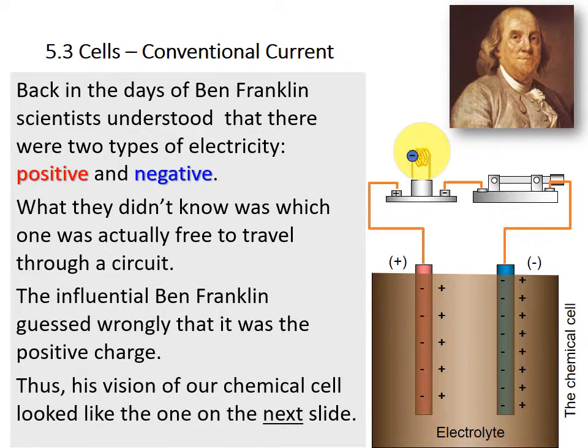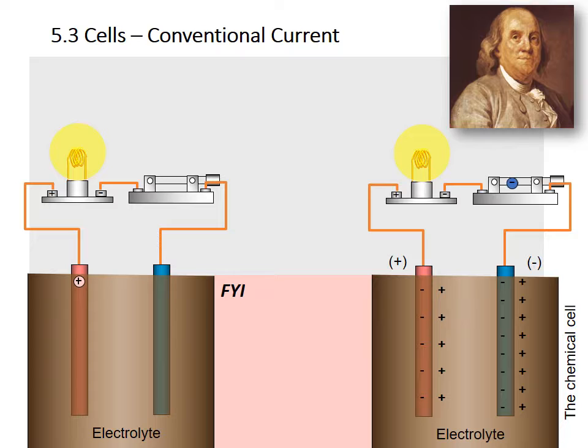It really doesn't matter. So in truth, in the cell, the electrons are the ones that move around the cell, but as we will see, the convention that we have shows the opposite. So in this class, indeed, all around the world, people still use this conventional current, this idea that it is the positive charges that move around.